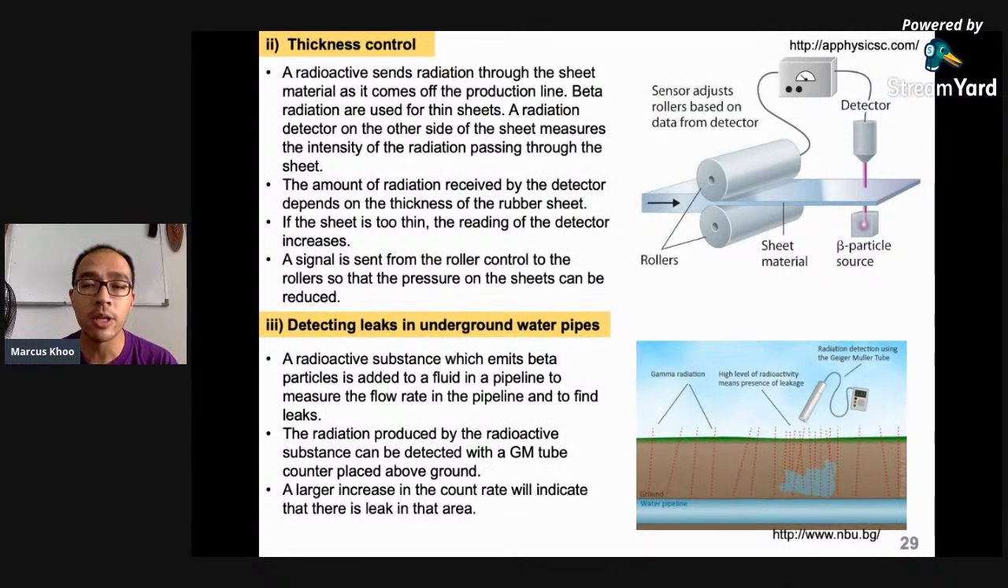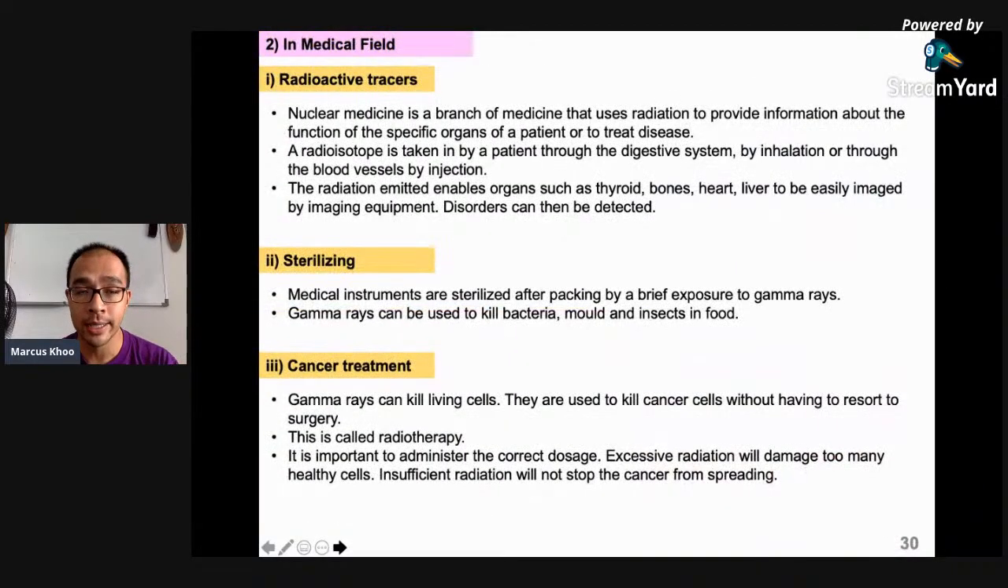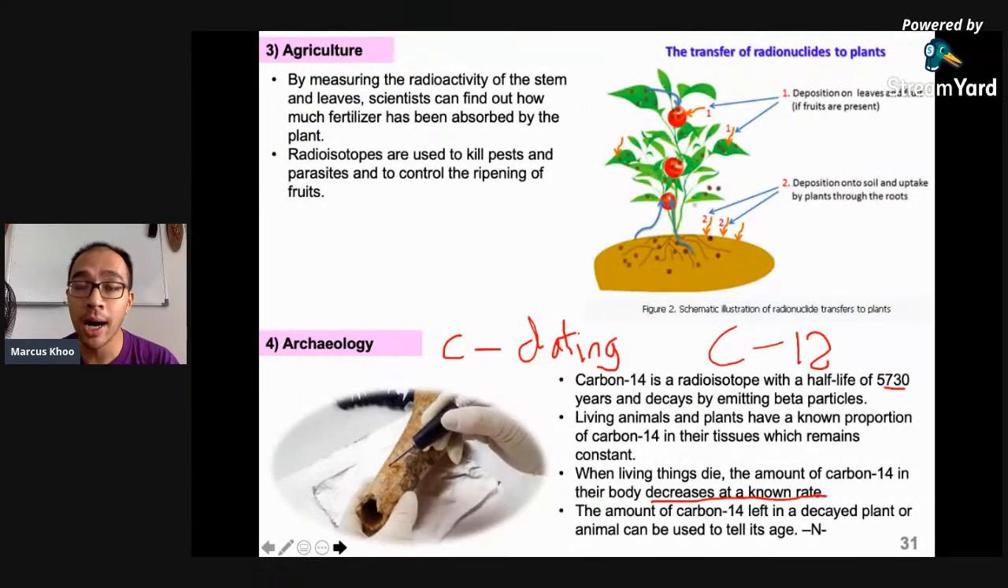Okay, if you're talking about exam questions, these are famous exam questions. The other one, of course, is in cancer treatment, and then for the medical field, and then of course for archaeology, in carbon dating. A lot of questions in the exam will usually come up along these industries or along these uses. But don't limit yourself to this.